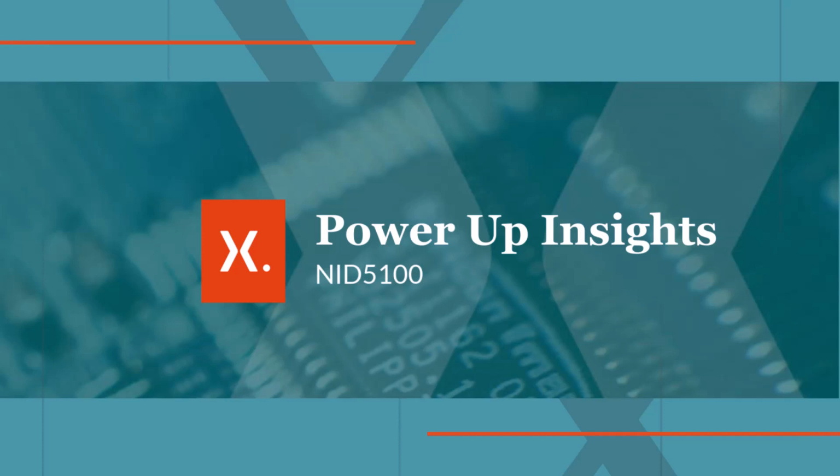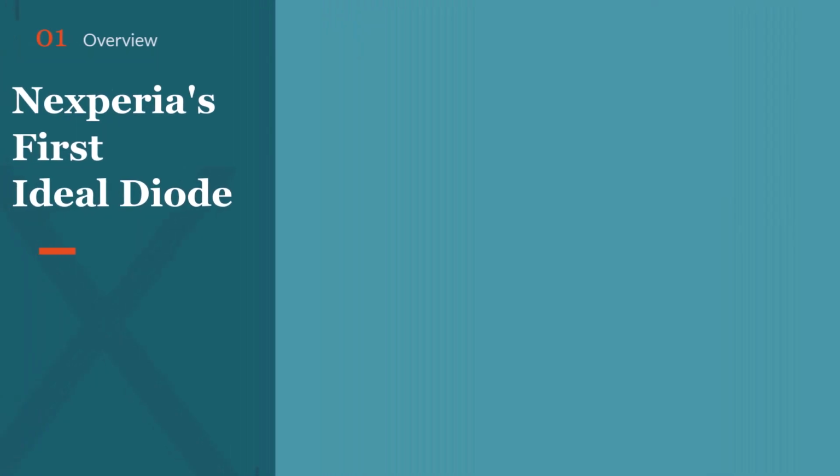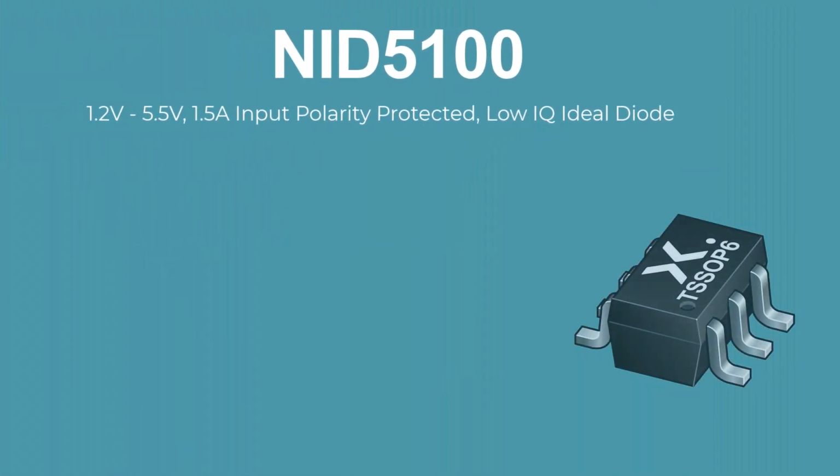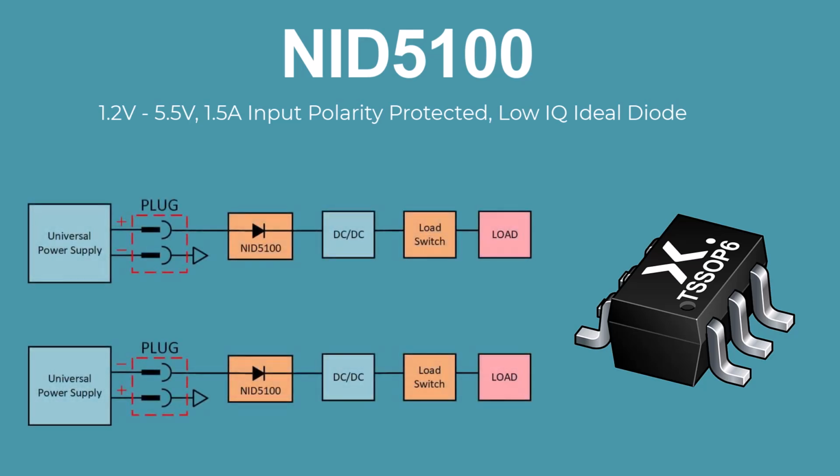Today we'll be talking about the NID5100 Integrated Ideal Diode. The NID5100 is a low-leakage integrated solution for traditional Schottky diodes. It is offered in a TSOP6 package and supports currents of up to 1.5 amps.